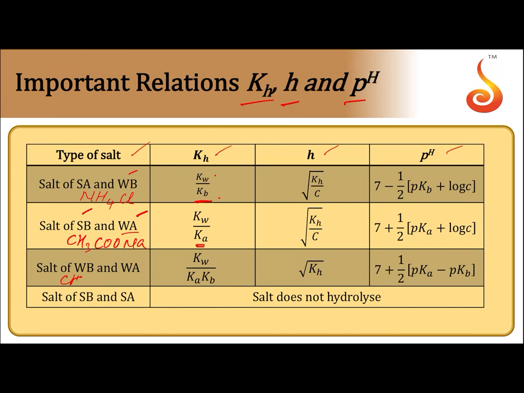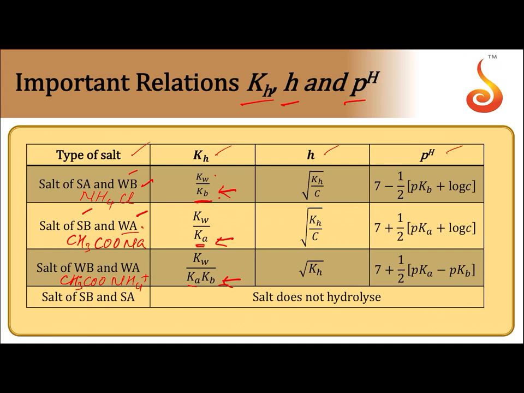Here both of them are weak. It will be ammonium acetate salt, CH3COONH4. When both are weak, in the denominator of the hydrolysis constant you are going to get both Ka and Kb. So for the salt of a weak base, Kh contains Kb in the denominator. For the salt of a weak acid, Ka comes in the denominator. Both are weak, both are coming in the denominator.